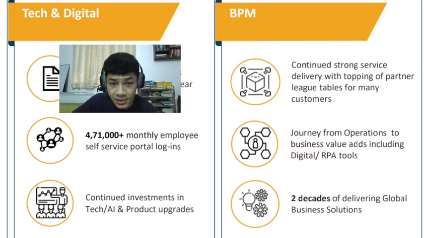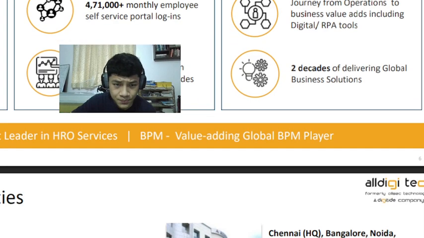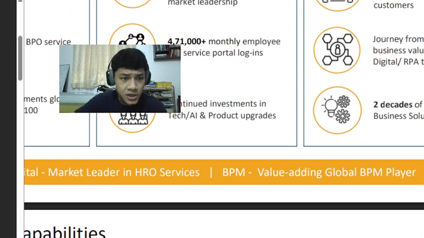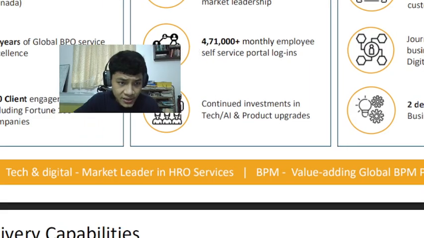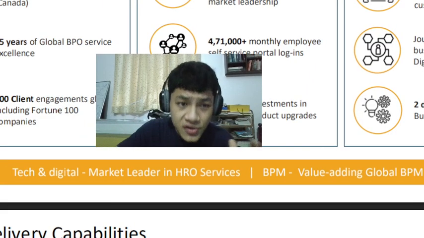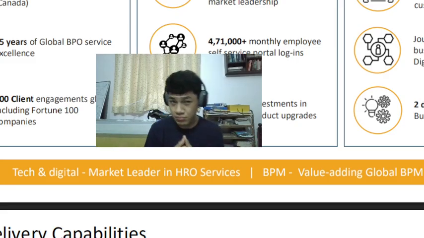Then under BPM, they say they have 2 decades of delivering global solutions, and digital RPA, RPA is robotic process automation and all that. Under BPM, they said they're a value adding global BPM player. So they're global, engaged in many companies, in many countries around the world, from the US to Philippines and all that. And tech and digital in the HRO services, human resource services, they say they're a market leader.